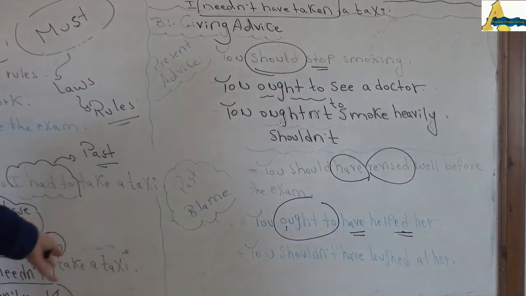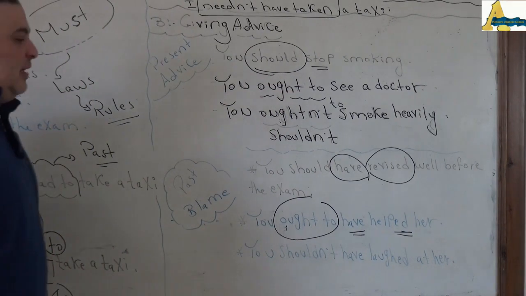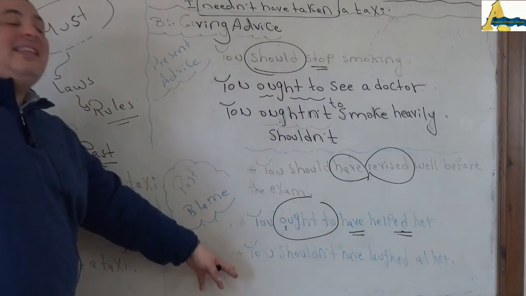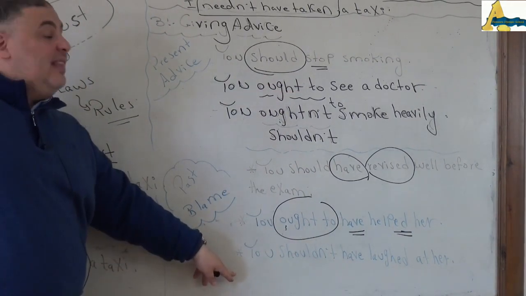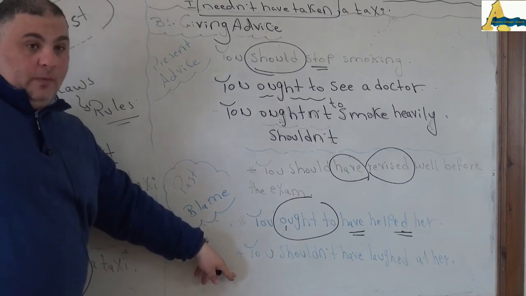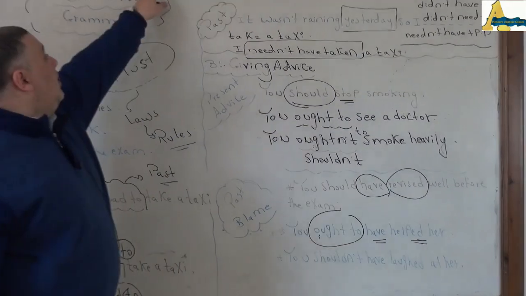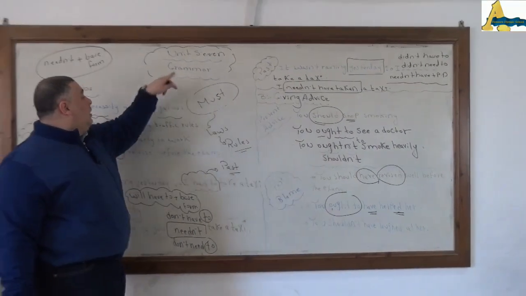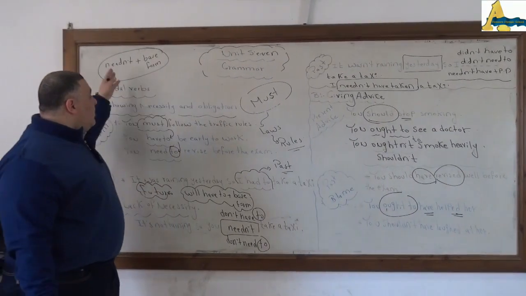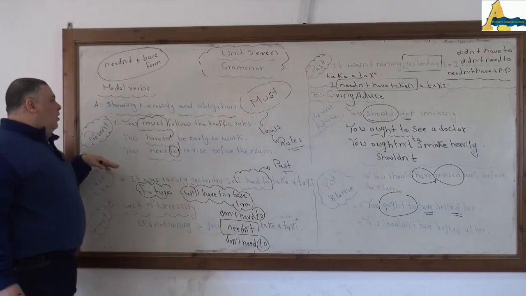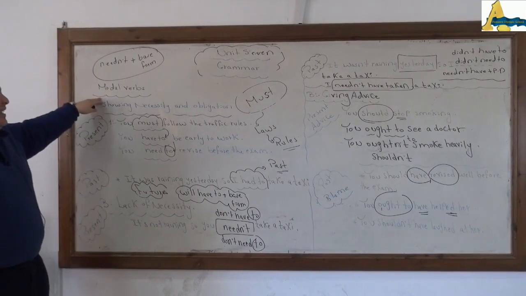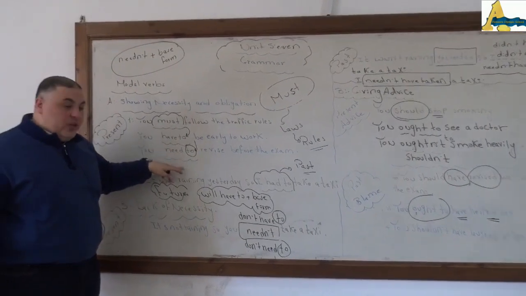And that's why you said you ought to have helped her, or you shouldn't have laughed at her, which means that this person laughed at the girl, and that was not something good to do. Now I talked about the first part of the grammar mentioned in this curriculum, which is related to Unit 7, the use of modal verbs. A quick overlook again, as I said, showing necessity and obligation using must, have to, and need to.